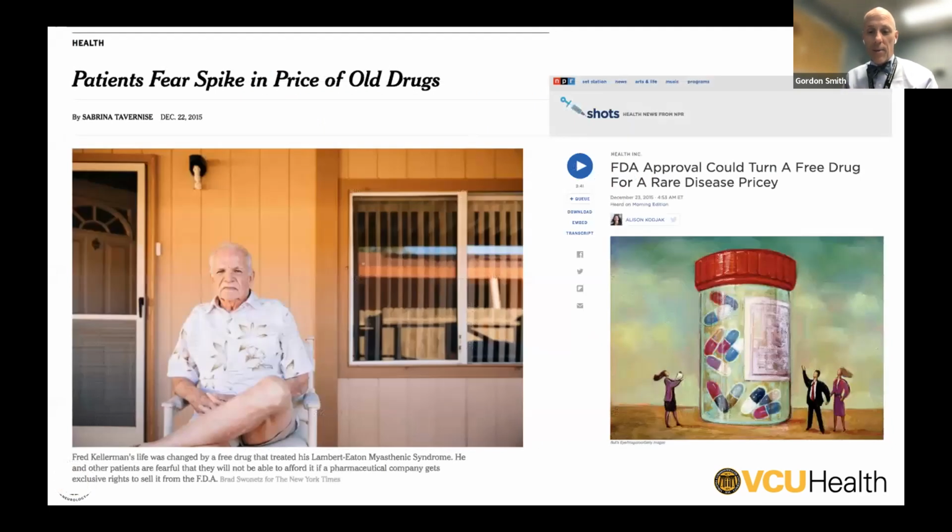And this editorial had impact. We had significant coverage in the couple of months following it. This is a picture of one of my former patients, Fred Kellerman, who was on the front page of the New York Times. A couple of days later, there was a segment about this on Morning Edition, and Sabrina Tavernise is the author of that.